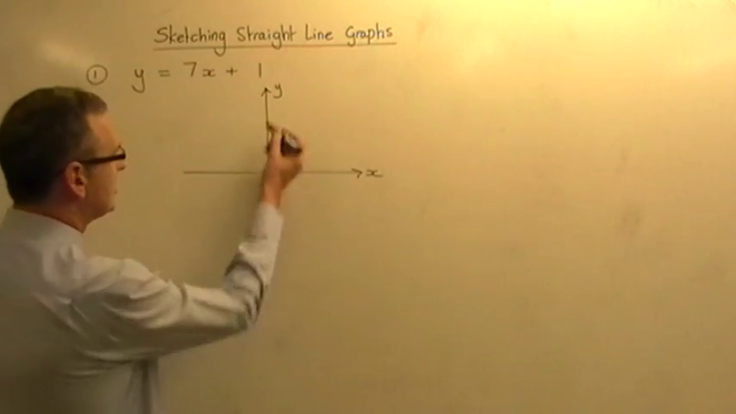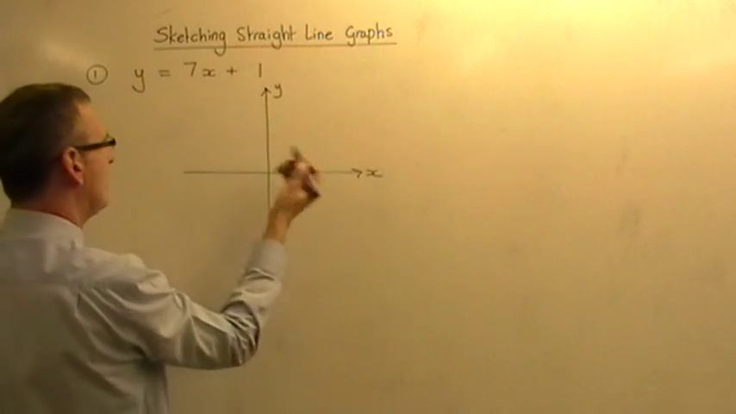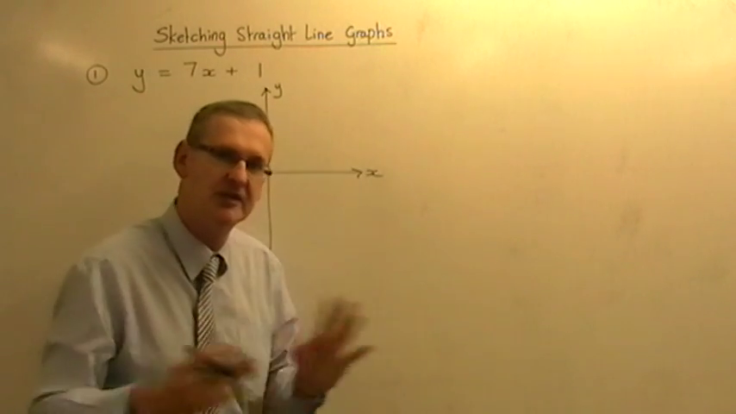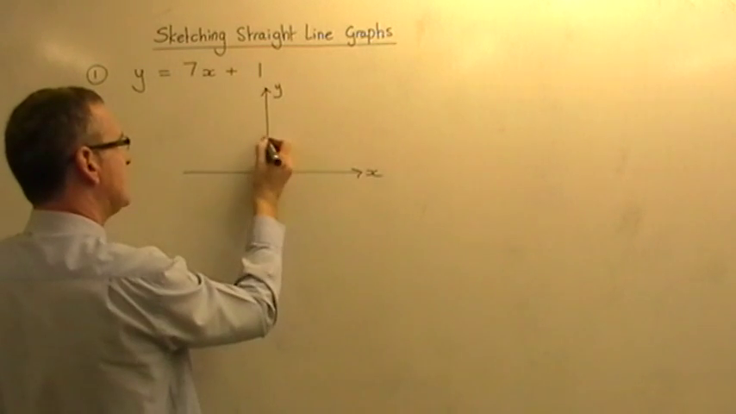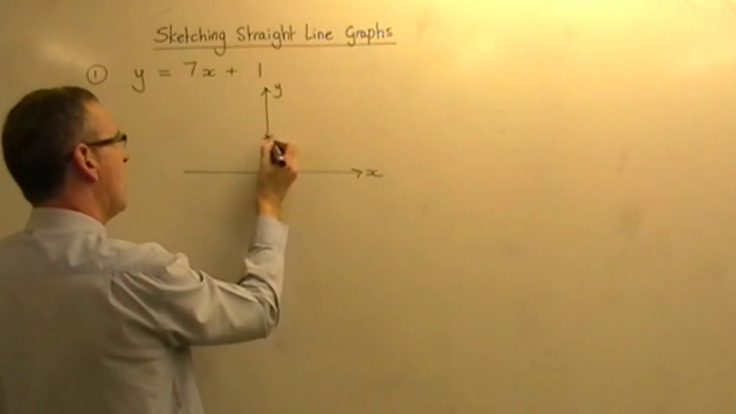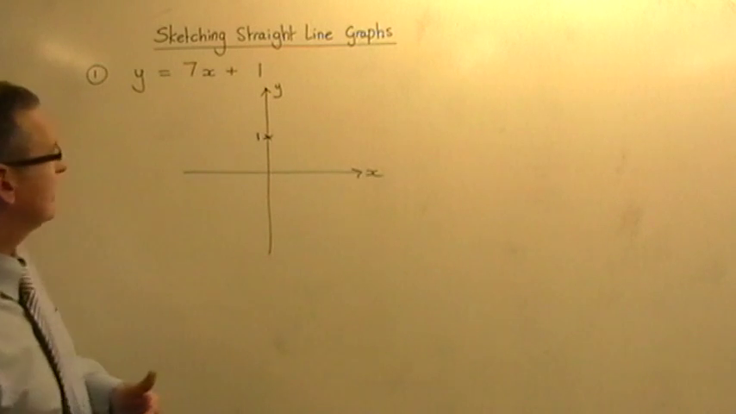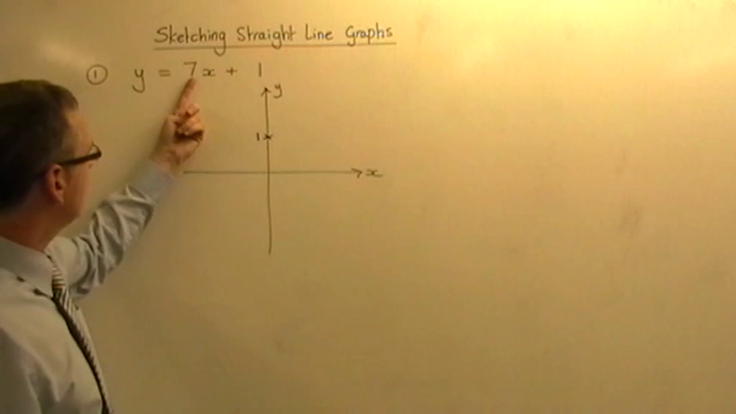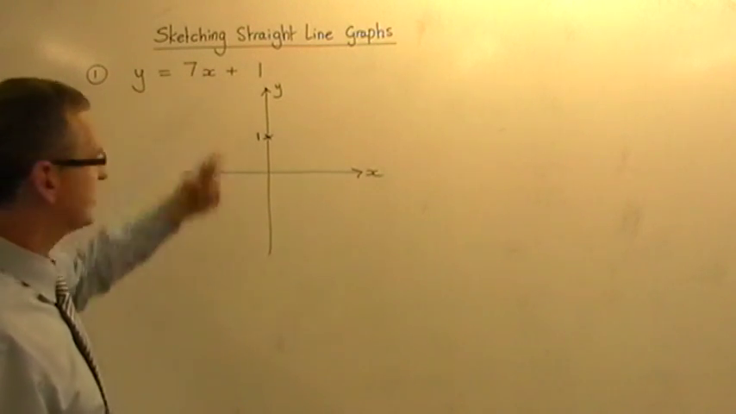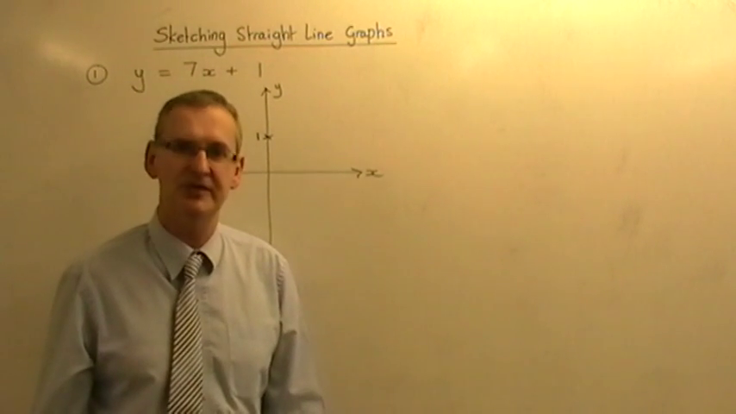So all you need to do is go onto the y-axis, and at plus 1, well, because it's not an accurate picture, it doesn't matter where you put plus 1. As long as it's on the positive y-axis, let's say it goes there, and label it 1. So the straight line crosses the y-axis at plus 1. Next, you look in front of the x and you'll see the number in front of the x is a 7. It is a positive 7.